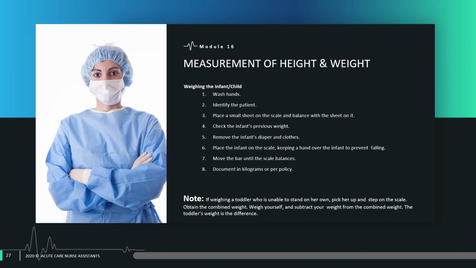Note: if weighing a toddler who is unable to stand on their own, pick them up and step on the scale. Obtain the combined weight. Weigh yourself and subtract your weight from the combined weight. The toddler's weight is the difference.